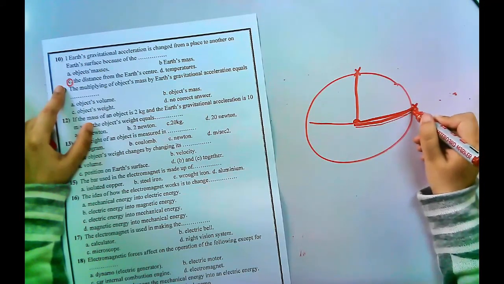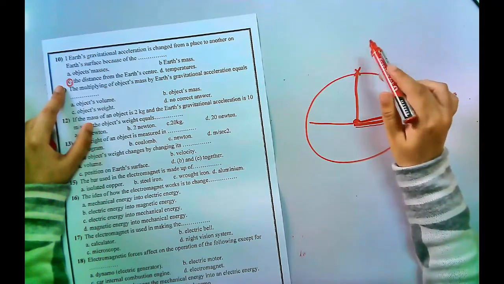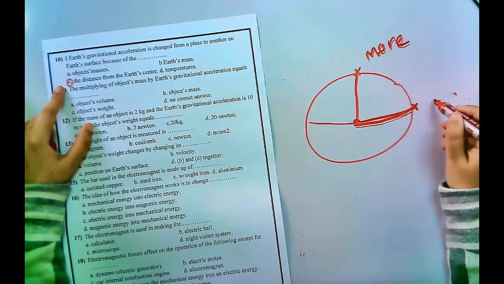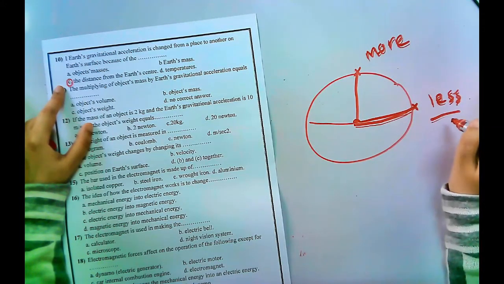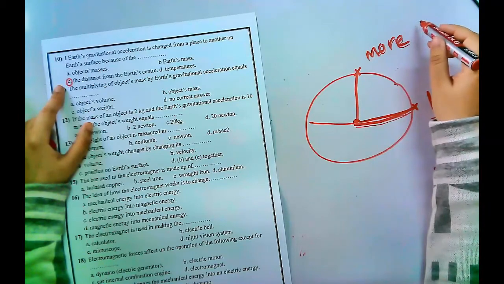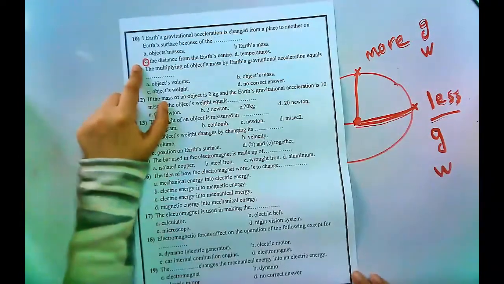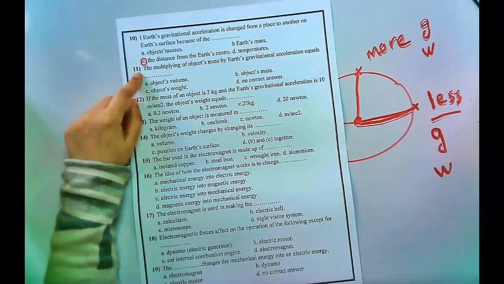Here the distance is more and here the distance is less, so the gravity at the poles is more than the gravity at the equator. Here there is less gravity and less weight. Here there is more gravity and more weight because it's nearer to the center of the Earth. So the distance from the Earth's center differs from place to place.